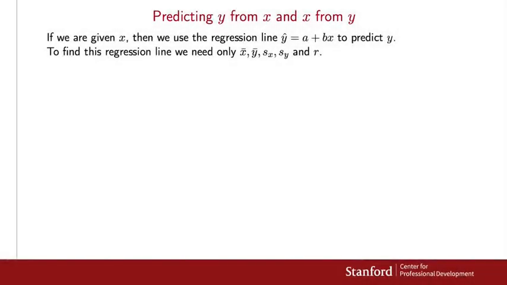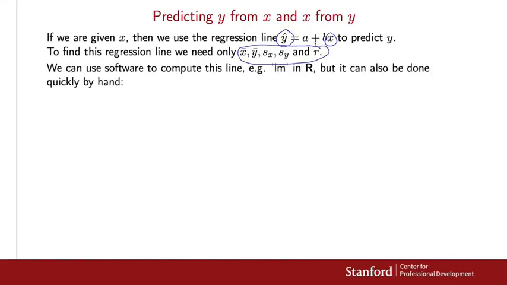Now let's do a prediction. Regression says that if we are given x, then we use the regression line to predict y. That means we compute the regression line, plug in x, and see what predictor y hat we get. As noted before, in order to compute the regression line, all we need to have are the 5 summary numbers of these statistics. Computing the regression line can be done very quickly in software. For example, the command lm in the computer language R will do that for you. But it turns out you can actually do it rather quickly by hand.